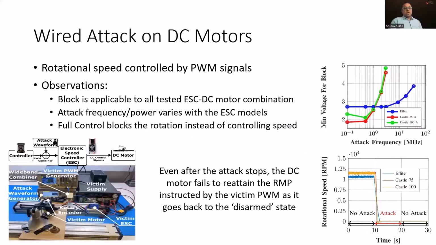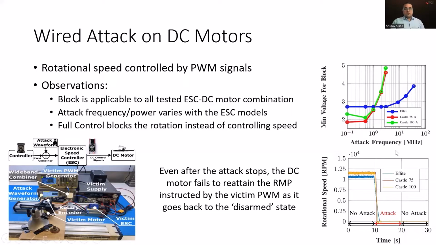We also do wired attacks on DC motors, the rotational speed of which is controlled by the PWM signal. We test multiple electronic speed controllers, ESCs, with a DC motor, and the power required at a given frequency varies with the ESC. Now, the block attack stops the operation of the motor for all ESC models. And unfortunately, the full control attack shows the same behavior as the block attack. That is, instead of controlling the speed, it stops the motor.